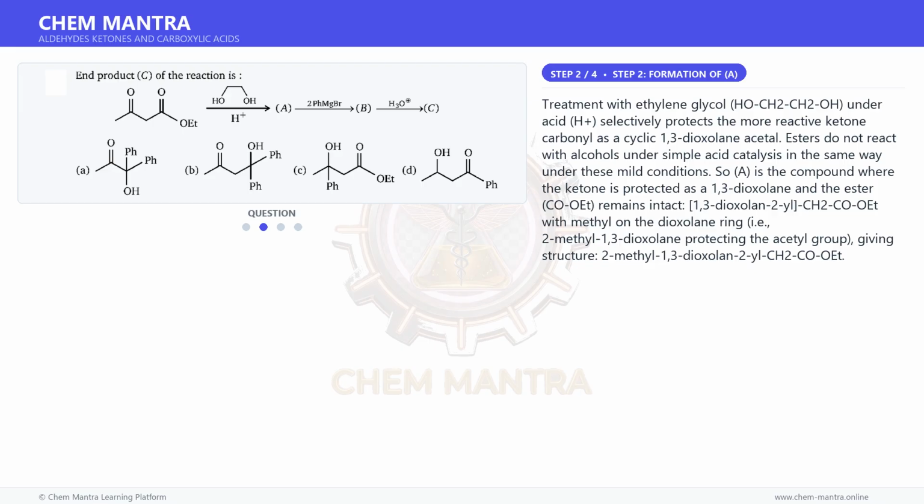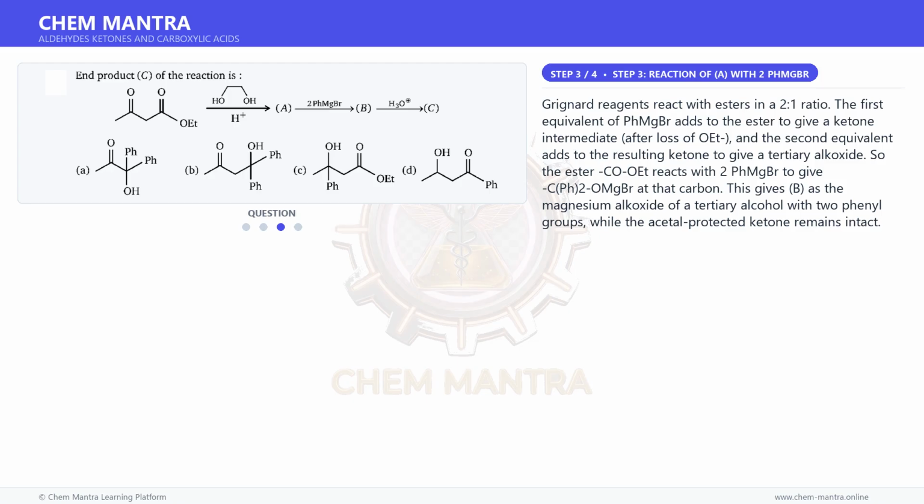So, A is the compound where the ketone is protected as a 1,3-dioxolane and the ester, COOEt, remains intact: 1,3-dioxolane 2-yl CH2-COOEt with a methyl on the dioxolane ring, i.e. 2-methyl-1,3-dioxolane protecting the acetyl group, giving the structure 2-methyl-1,3-dioxolane 2-yl CH2-COOEt. Moving on to the next step.